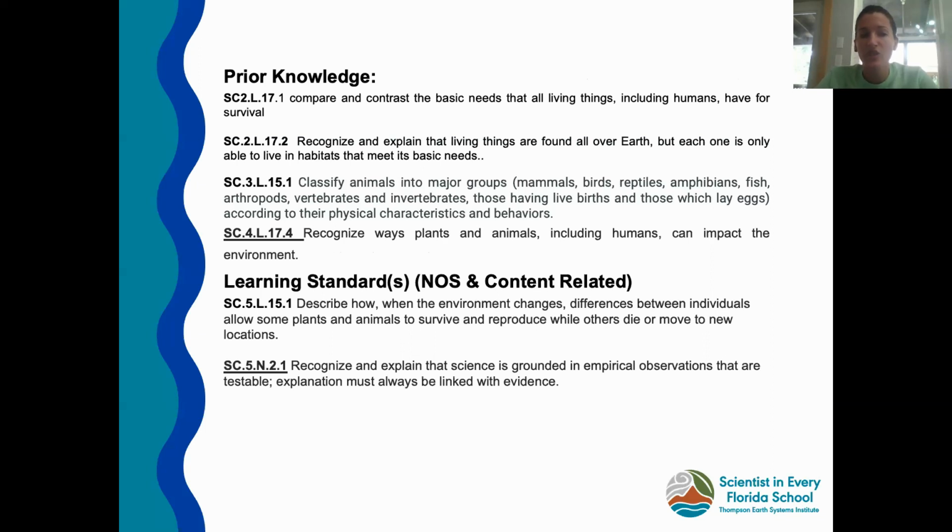So our prior knowledge, we just listed the other grade levels' standards that would fit the big idea, and our nature of science would be just the observation of and looking at the data. So our main standard that we were using was describing how when the environment changes, differences between individuals allow some plants and animals to survive and reproduce while others die and move to a new location. And that seemed like a pretty broad standard that other grades could adapt. Next slide.